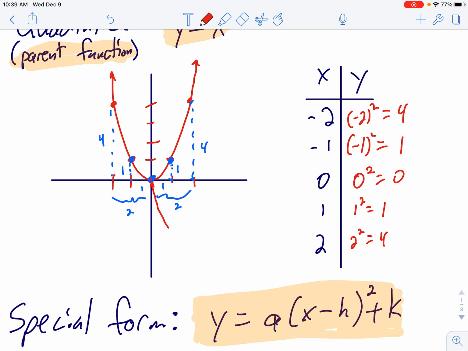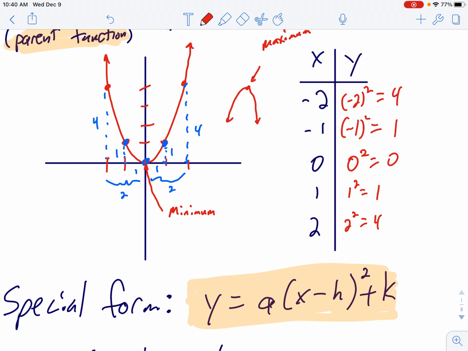Because it is the lowest point on the whole graph, it is sometimes referred to as a minimum value, or a minimum, or a local minimum, or different sorts of names. We'll just go with minimum right now. If you have one of these parabolas that's upside down, that vertex is called a maximum. So I'll be asking you to use that vocabulary here as we go through the lesson.